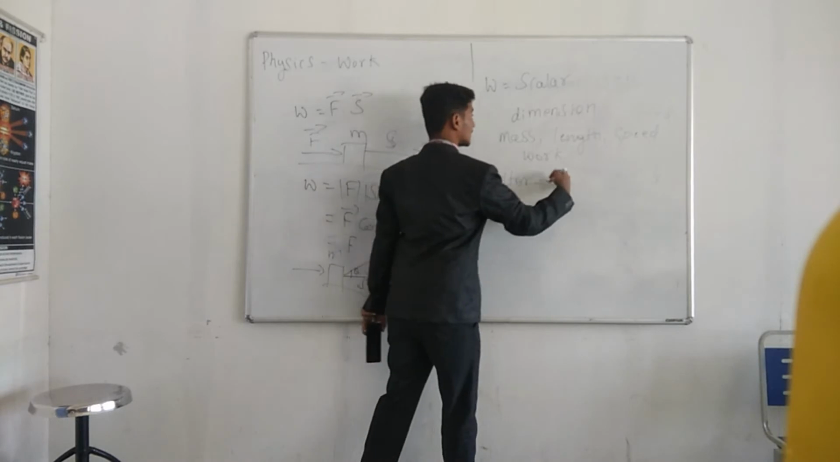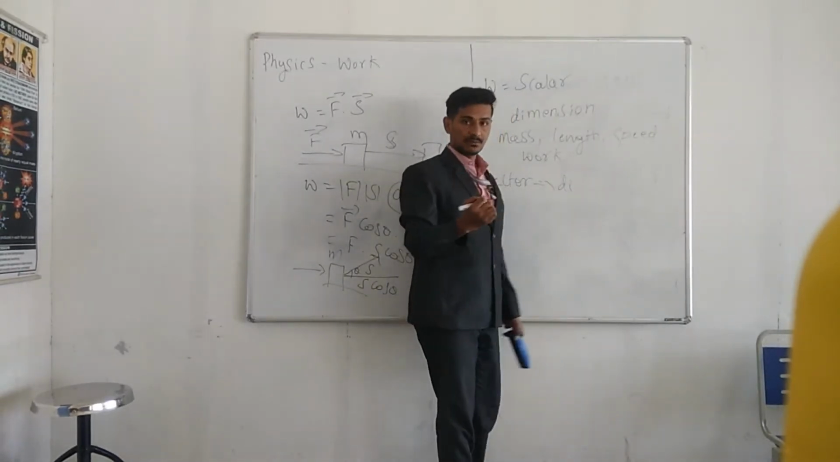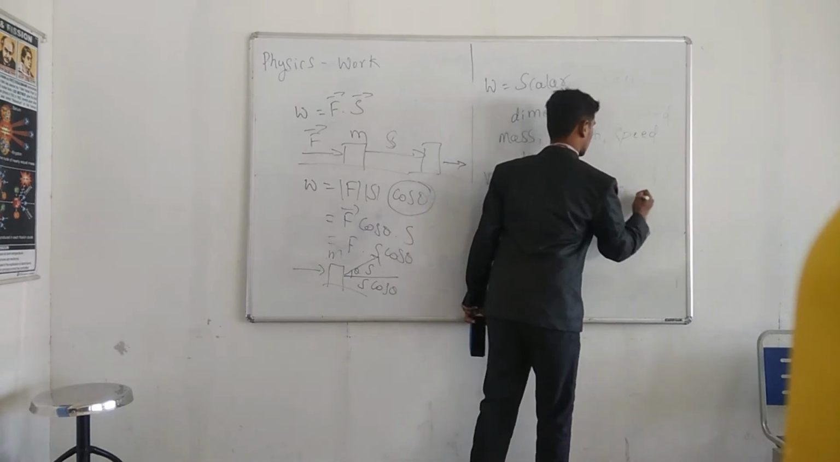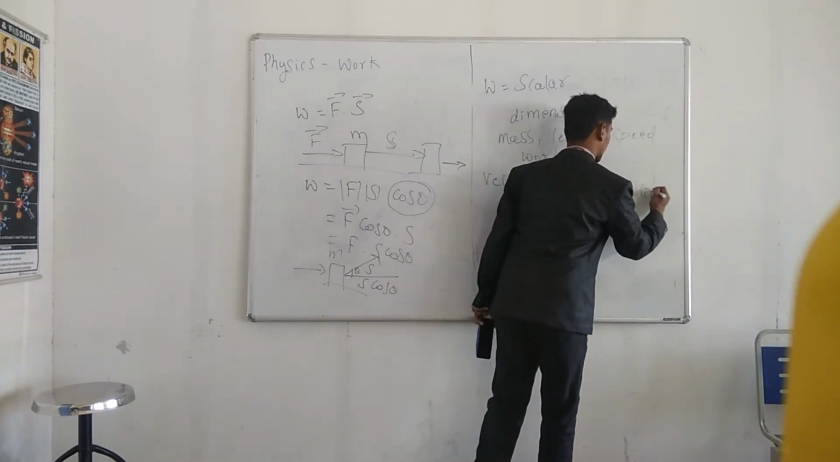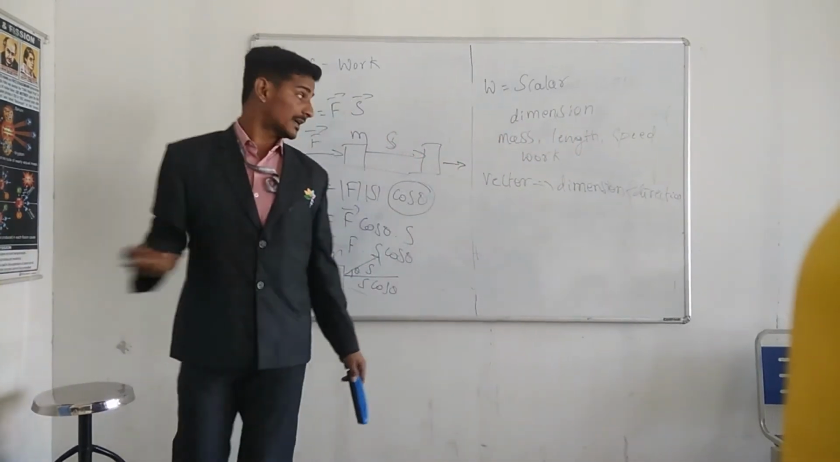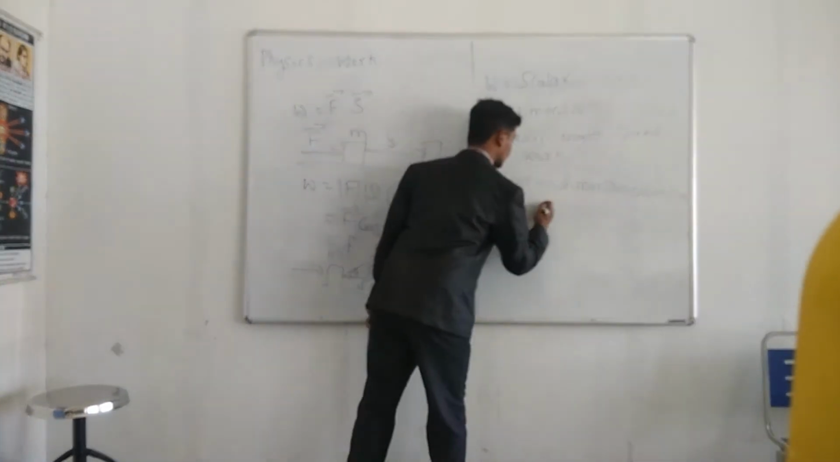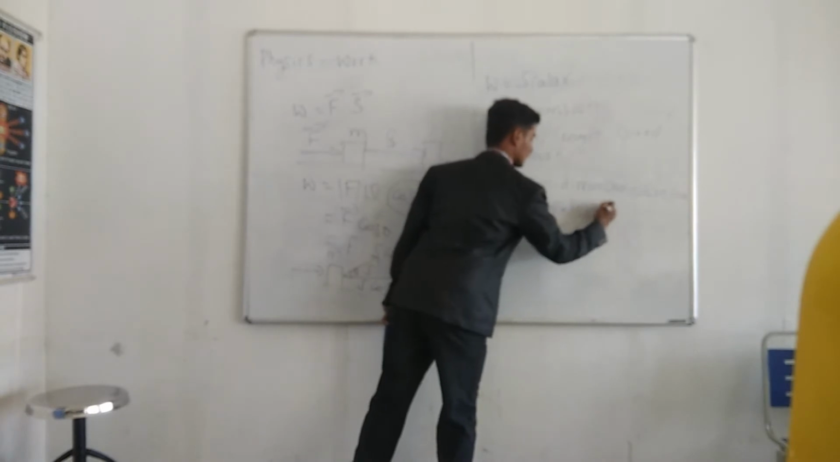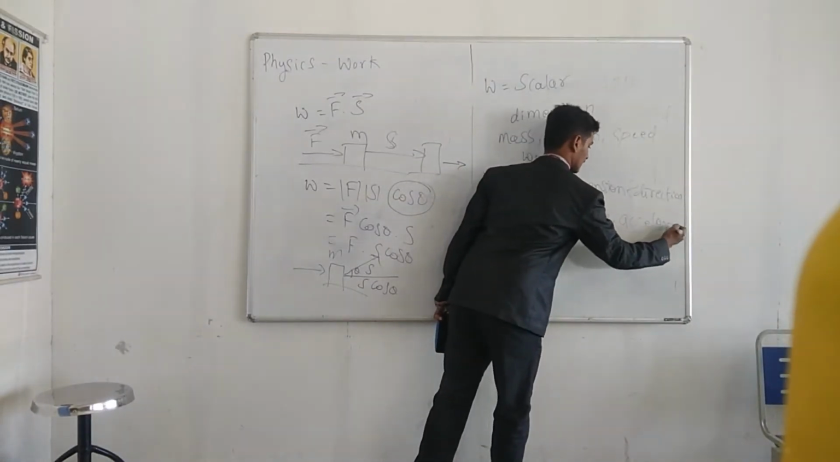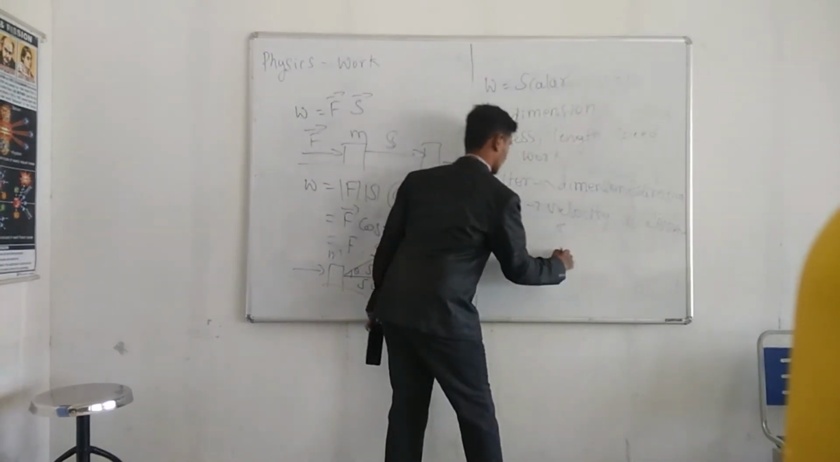There is one more type of physical quantity, called vectors. A vector is a physical quantity which depends on both magnitude and direction. Examples of vectors, the common ones we know: velocity, acceleration, and torque.